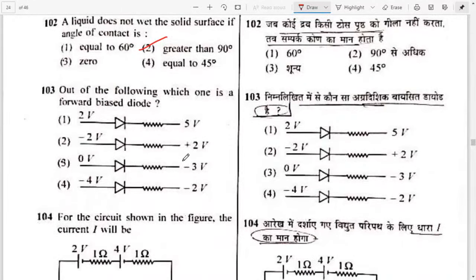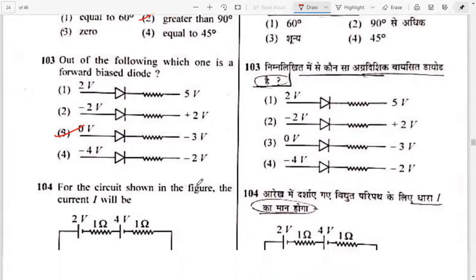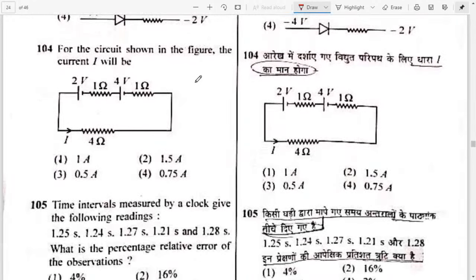Next, out of the following, which one is a forward bias diode? It is option 3, the correct option, students. Next, for the circuit shown in the figure, the current I will be 1 ampere. Option number 1 is the correct option, students.